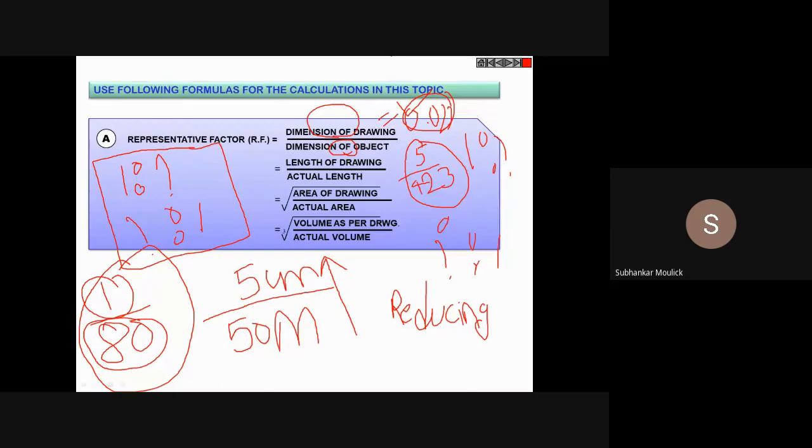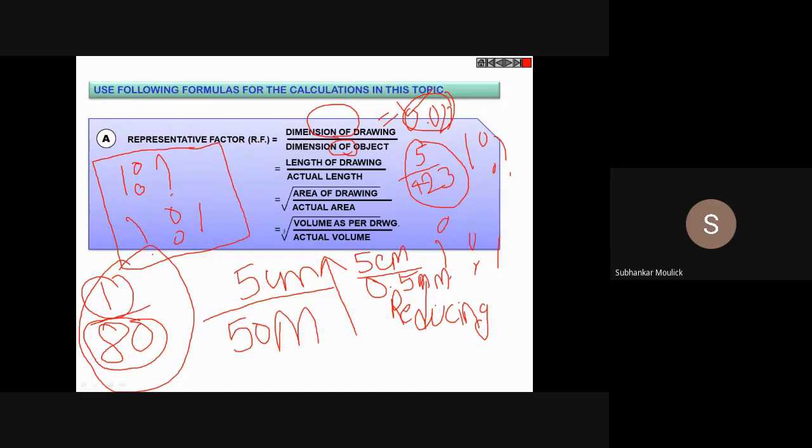There can be a case that say the dimension of drawing is 5 centimeter and the dimension of object is 0.5 millimeter. In this case, what are you doing, are you reducing the dimension or are you increasing the dimension?